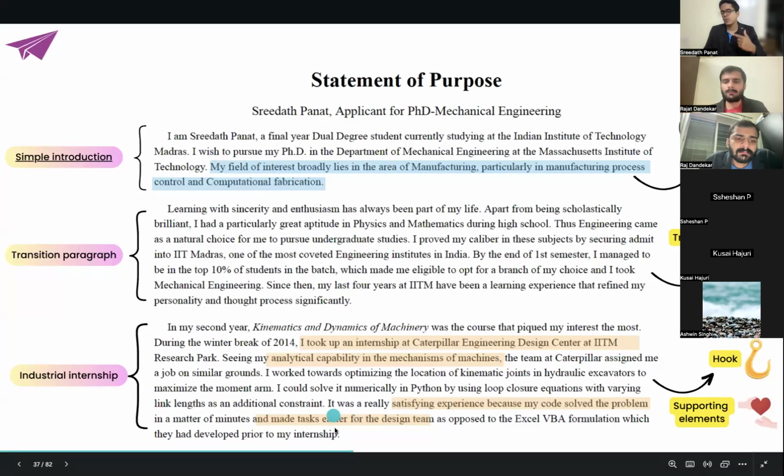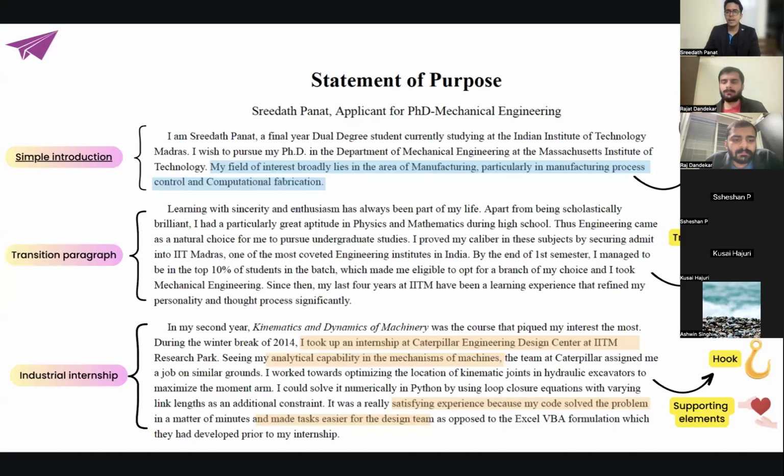If this sentence was missing, this whole paragraph would have been like the paragraph of any student who does a normal random internship. But just because of the presence of that tangible output from the internship, the value of it increases manyfold. So if you look at what this paragraph is all about, it's a strong hook because it's not directly related to manufacturing, but it's almost there. And there are also supporting elements: it shows that I'm skilled in programming, and that I can work in teams, etc.